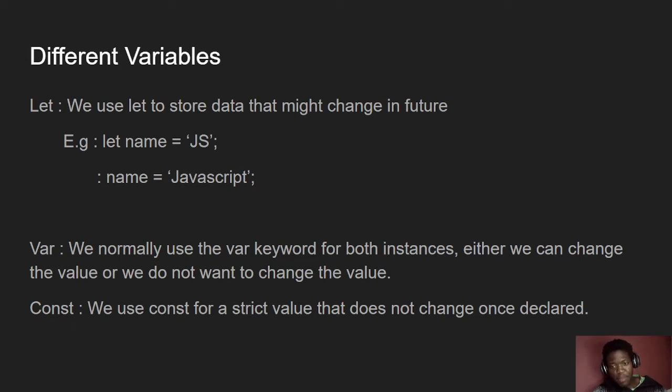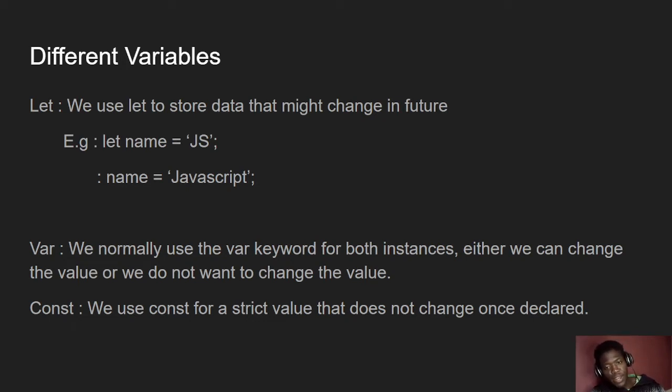Just like I said before, we use let to store data that might change in future. So we want to change it in future, so that's why we want to use let so that you don't get any errors. So as you can see the example there, e.g. let name is equals to JS, right?